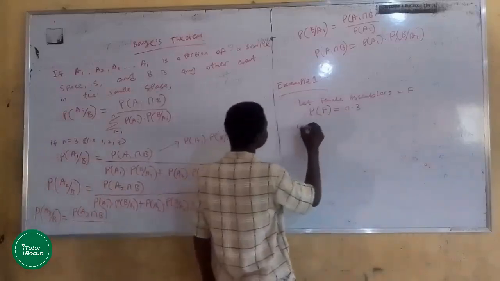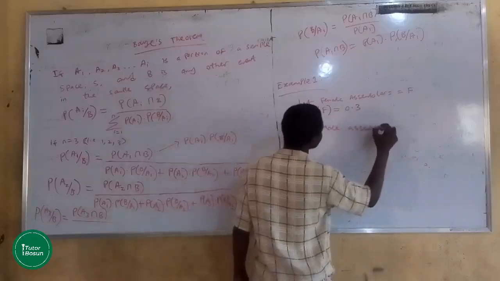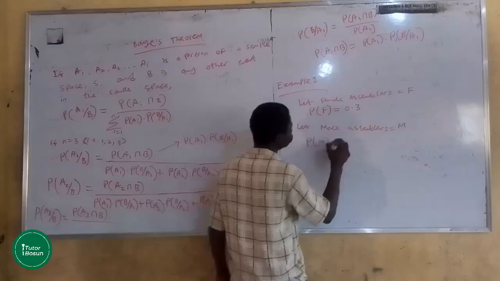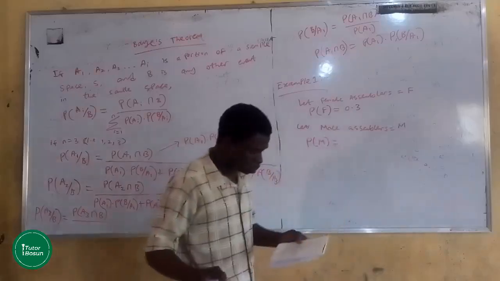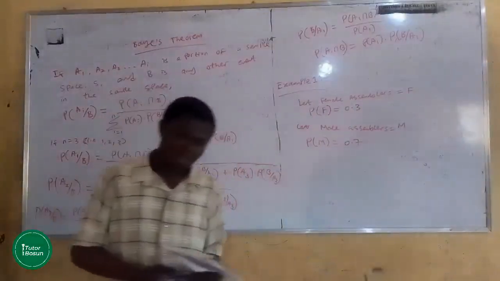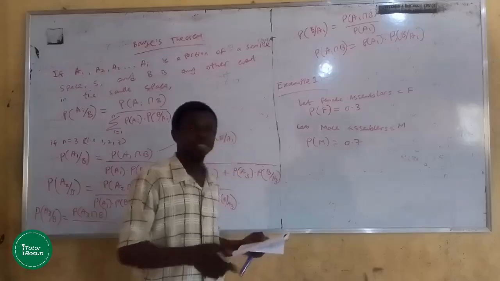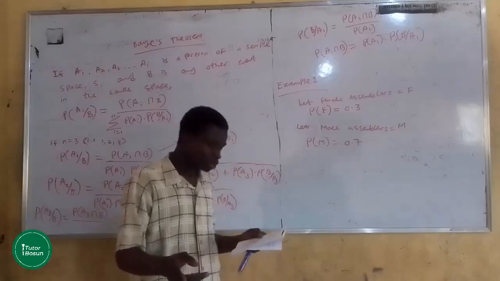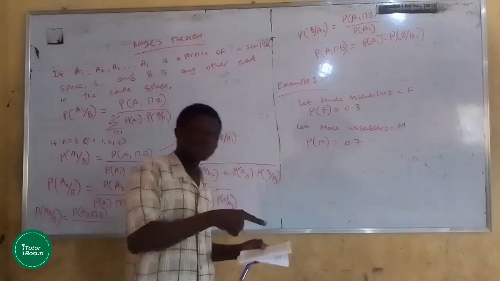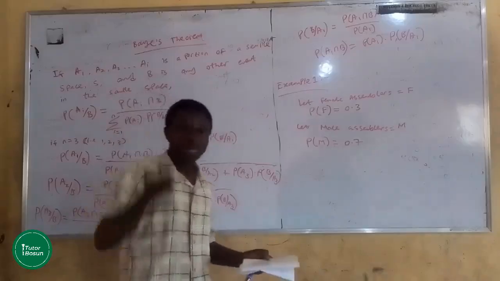Similarly, let male assemblers equal M. So the probability that it is assembled by male is 70%, so that's 0.7. The reliability of an instrument assembled by the former in this situation is female, because female was mentioned before male. If they said latter, that would be male, but if they said former, that's the first one.